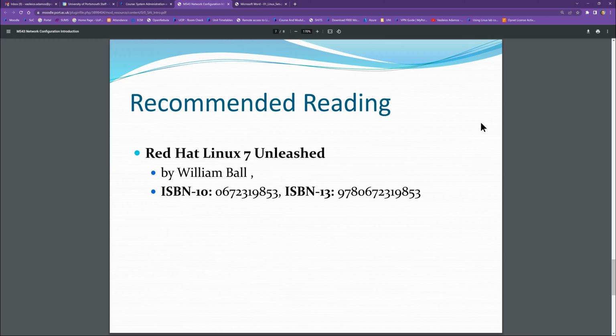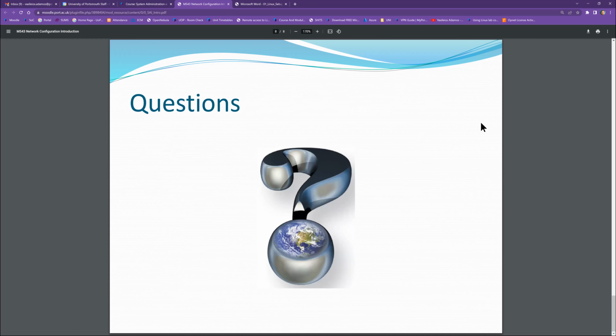It is a relatively old book, but all of the commands and all of the information that is there are still the same today as they were when it came out. Does anybody have any questions about this before I move on to explaining the lab sheet itself? You can just unmute your microphone and ask if you like.